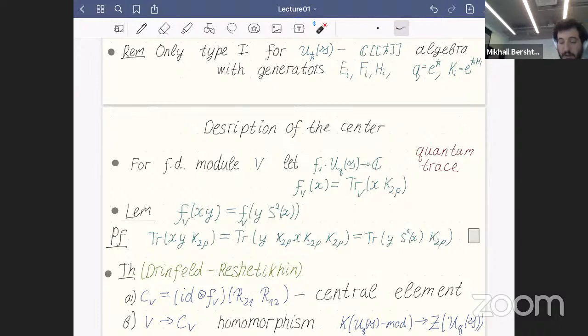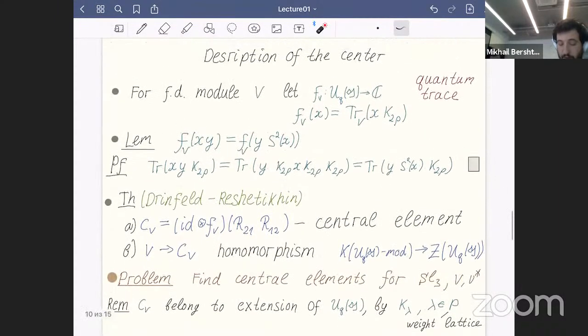This function possesses some analog of the standard property of the trace. The property is the following. Not the standard f of xy equal to f of yx, but instead of x we have the square of the antipode. The property is straightforward, and the proof explains why we put K to rho here: for our quantum group, the square of the antipode is a conjugation by this element K to rho.